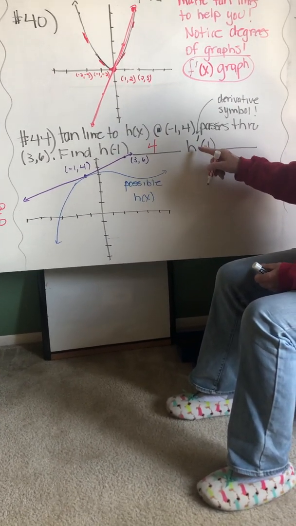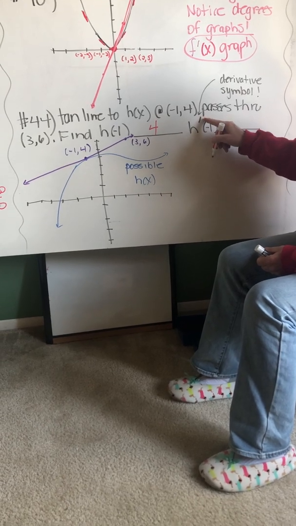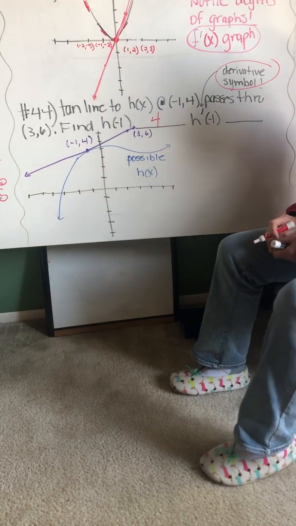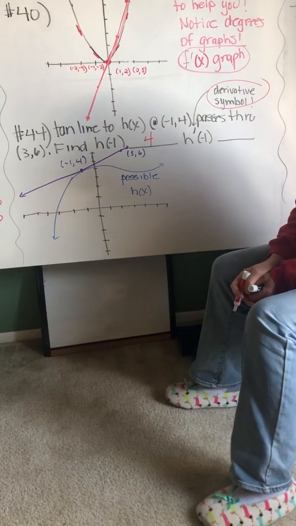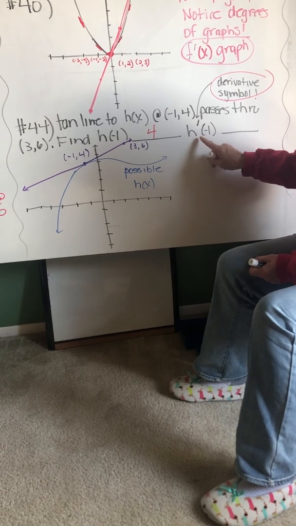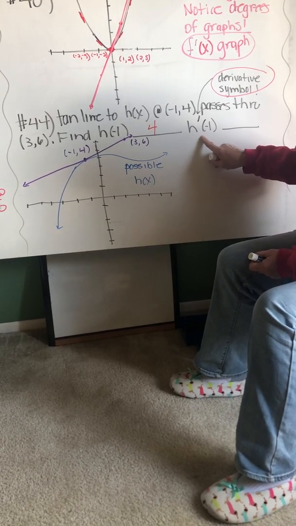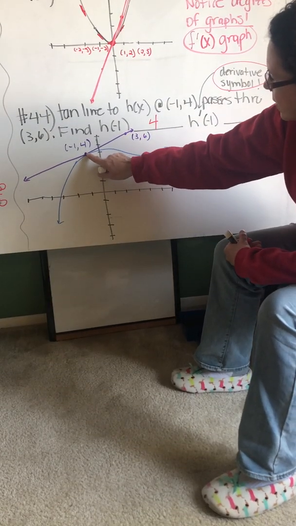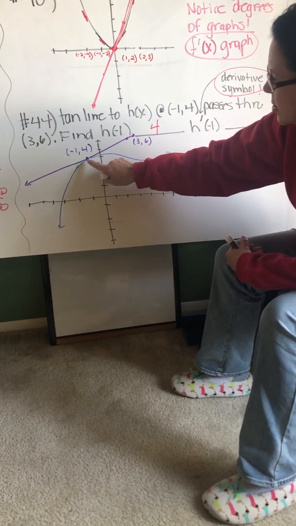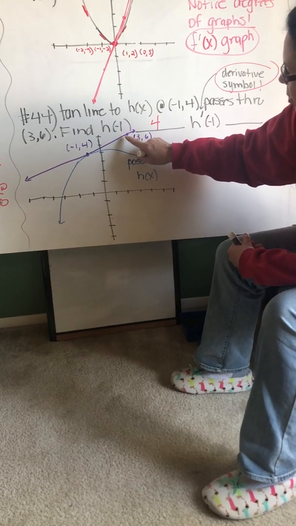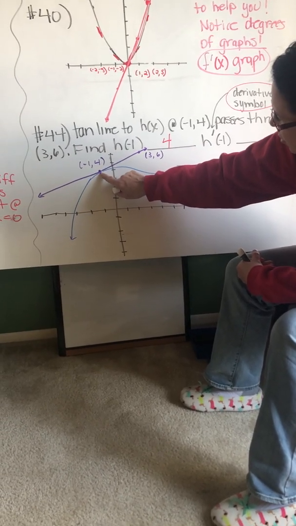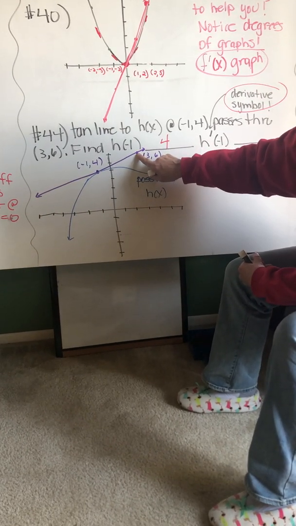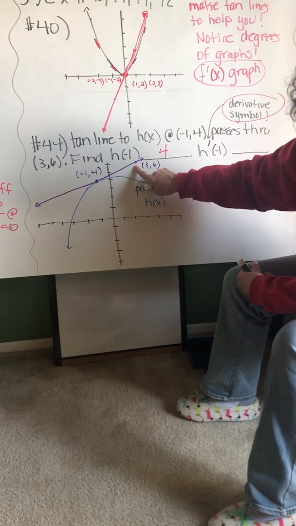Now they're going to ask for h prime of negative 1. This is called the derivative of h at negative 1. That's our derivative symbol for finding the slope at one point. That is the slope of a tangent line. So they want to know, what is the slope of this function where x equals negative 1? Let's go there. There we go. Well, there's a tangent line there. So in other words, at this point on the curve of this blue graph, there's a tangent line there, and the derivative is the slope of that tangent line.